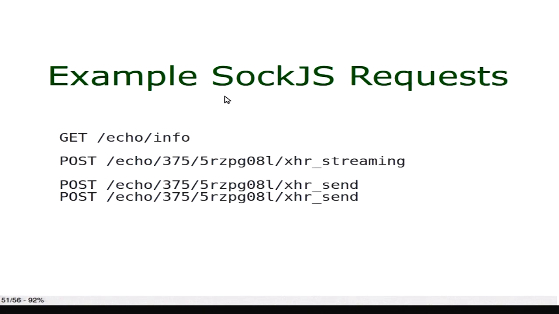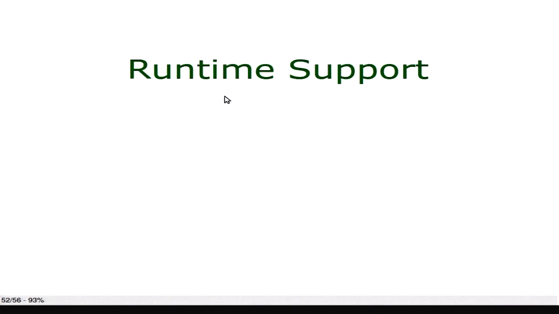And this is an example interaction. The client begins by sending a GET request to /info, and that responds back and gives some basic information. Then we start a streaming request. That's an HTTP post that's going to be used for sending messages to the client. And then you're going to see a bunch of post requests with XHR send that are used for sending messages from the client to the server.